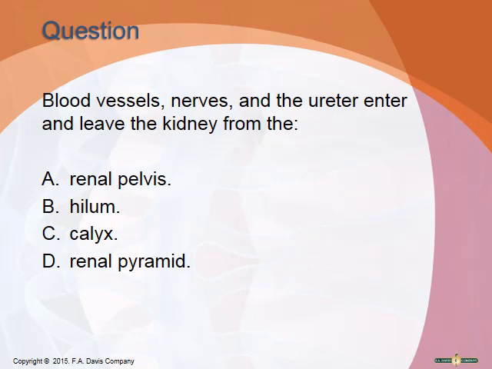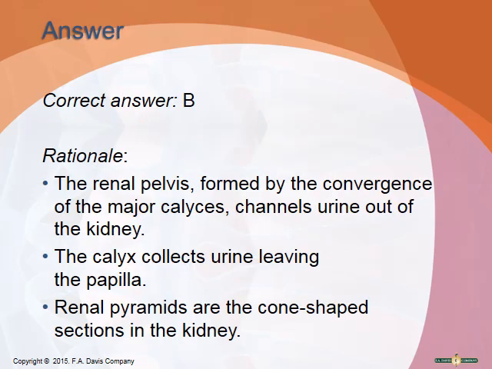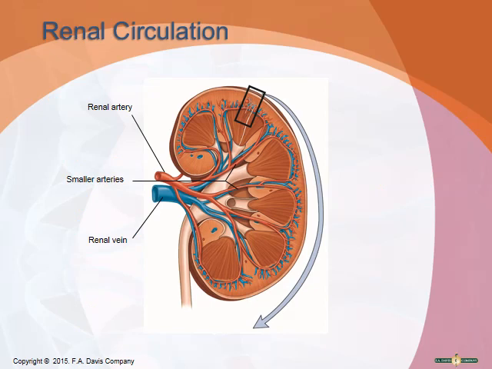The renal pelvis is before the ureter. The calyx is where urine is collected at the end of the medulla or the renal pyramid, and the renal pyramid's part of the medulla. There we go, we were right.